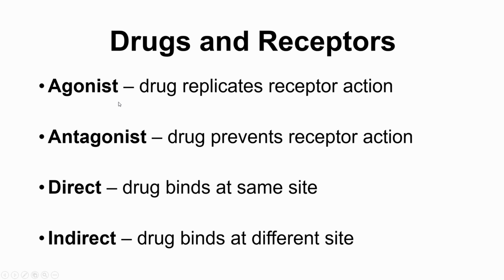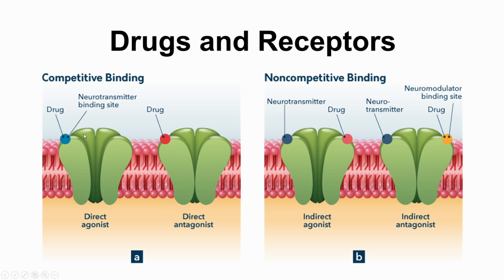So if the drug is an agonist, then it's going to replicate the receptor action. What that means is when it binds to that receptor, it's going to behave as though the neurotransmitter that belongs there has bound, and it's going to do whatever it was supposed to do. So if this is supposed to be a dopamine receptor, and we have a drug that comes in and binds as if it was dopamine, and this site opens or starts activating as though it was bound by dopamine, then we can call that an agonist.